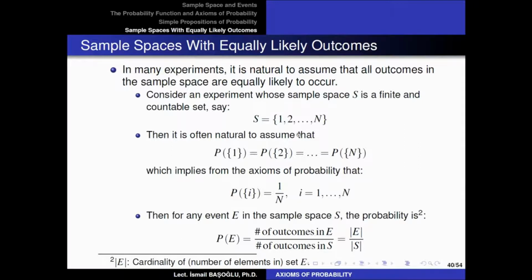So, for example, in the die experiment, each face of the die has the probability of 1/6. Or in the coin toss experiment, a head or tail will have the probability of 1/2. So in a sample space with equally likely outcomes, if we have n outcomes, in that case, each outcome will have the probability of 1/n. So for all outcomes i, changing from 1 to n, we will assign the probability of 1/n. Now, how about the probability of other events?